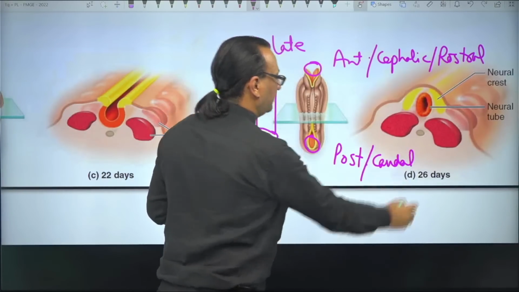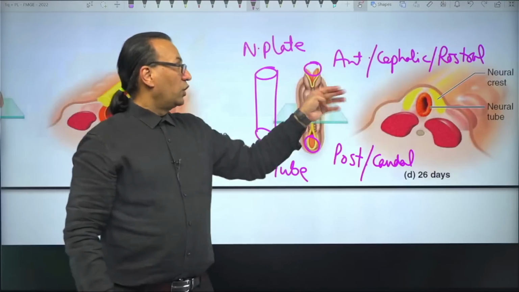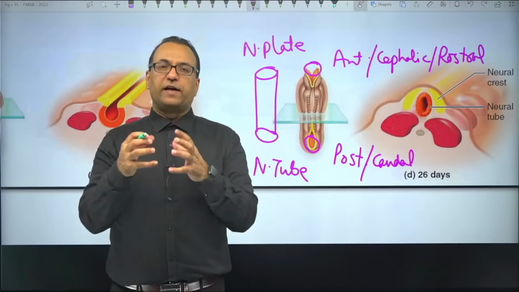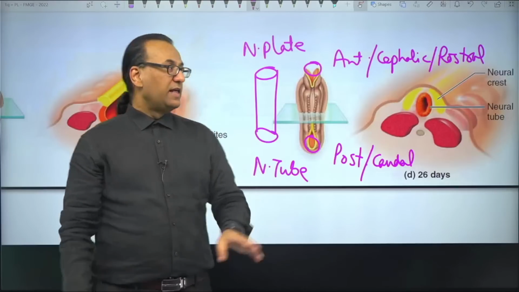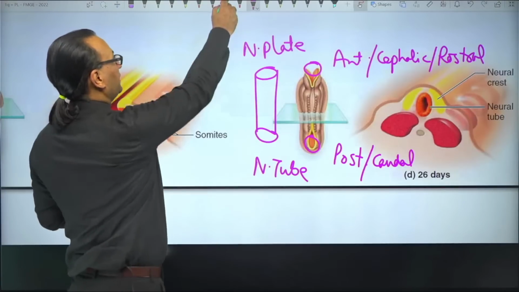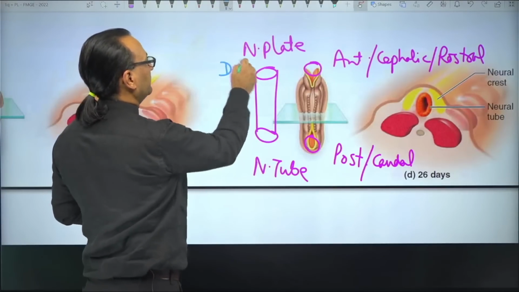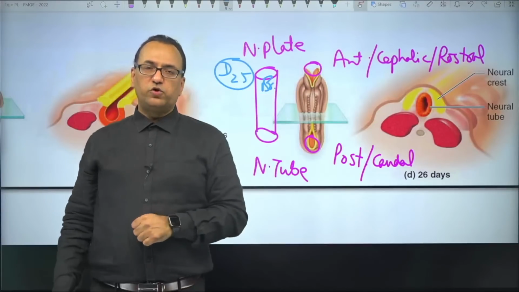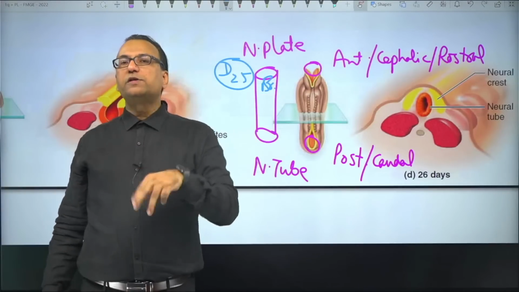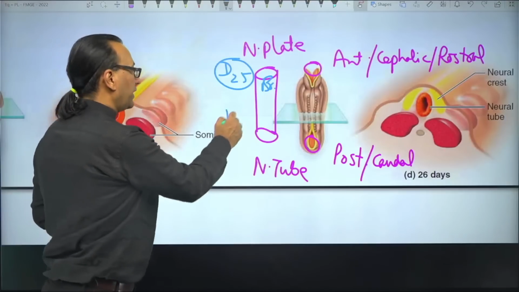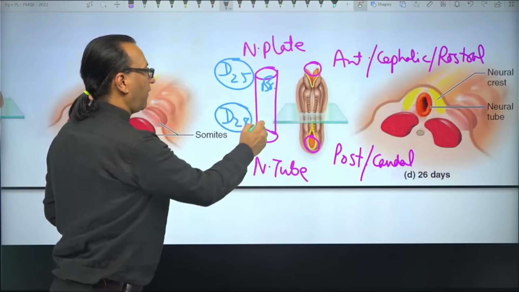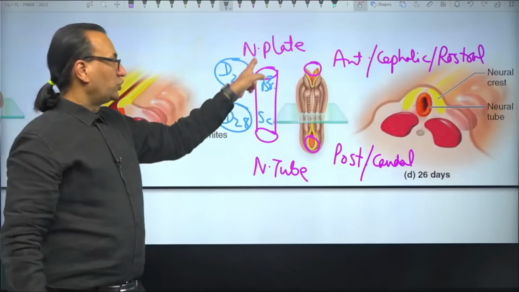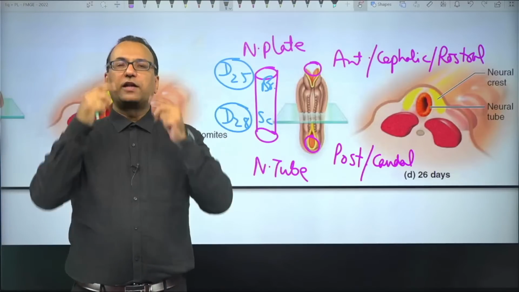Now they'll ask you, when is the anterior neuropore closing and what is formed? The anterior neuropore will close at day number 25, and it will form the brain. And when is the posterior neuropore closing? The posterior neuropore closes after 3 days, that is day number 28, and it will form the spinal cord. So brain and spinal cord, that is the central nervous system.